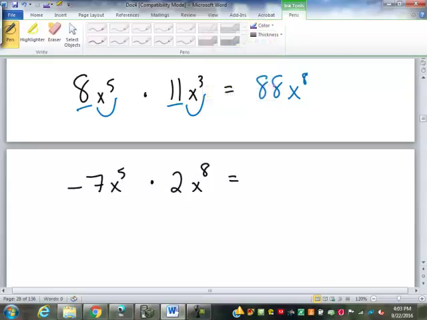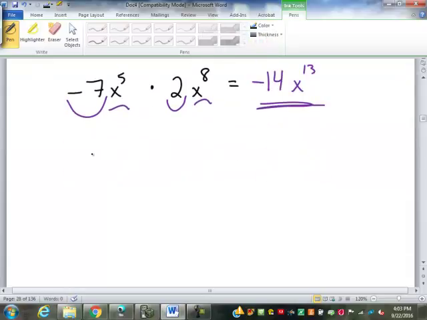How about here? Negative 7x to the fifth times 2x to the 8th. We're going to multiply the numbers. Negative 7 times 2. Perfect. Negative 14. Then the variables. x to the 5th times x to the 8th. 5 plus 8 is 13. x to the 13th.